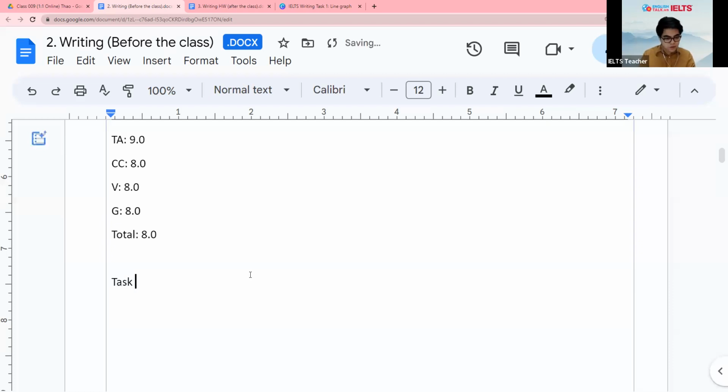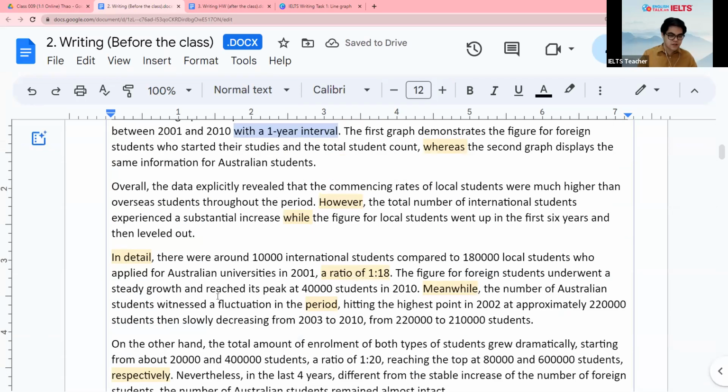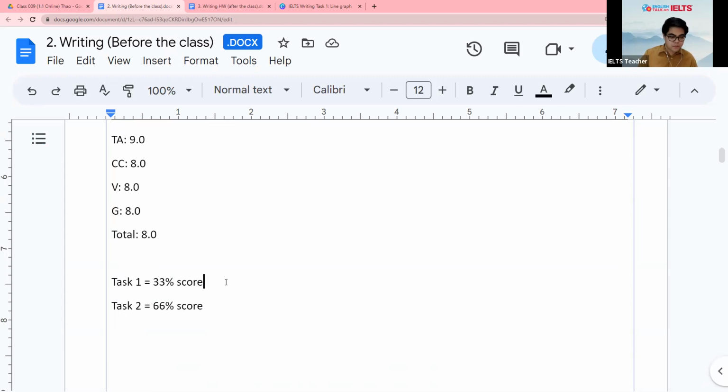So basically, if you don't know yet, let me explain to you. Task 1 is 33.33% of the score, okay? The scoring. Task 2 is 66%, of course. So in the actual test, you should not spend too much time analyzing the graph if it's too difficult for you. You need to allocate 20 minutes of your time here and 40 minutes here, because task 2 is double the score.